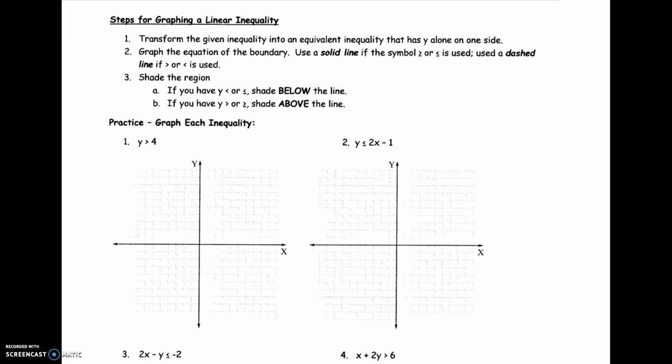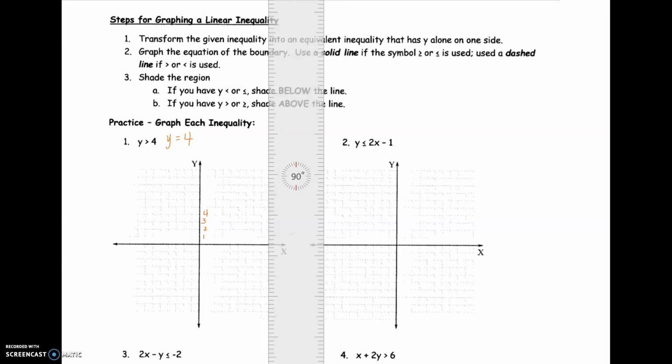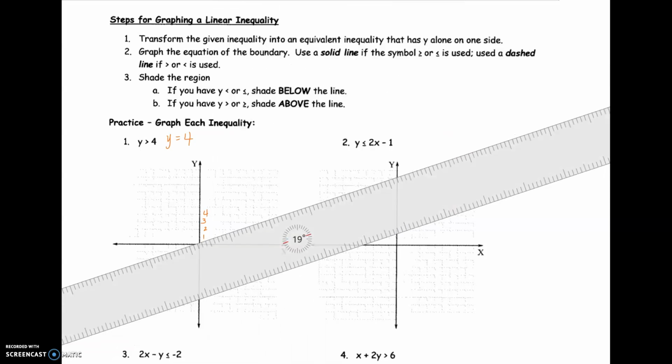So practice. When we graph y is greater than 4, in your mind you're saying, okay, how do I graph just the line? Well, just the line is when we had an equal. So if it's easier for you to change it for the purposes of graphing the linear equation or inequality, go ahead and put an equal to there. If you can just imagine it being there, then do that. So y equals 4 means it's going to go through the y-axis at 4. And that's going to be a horizontal line.